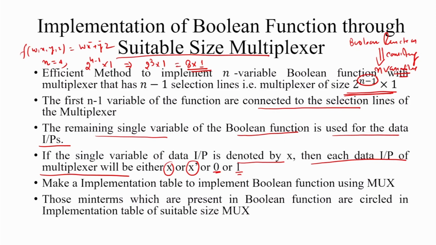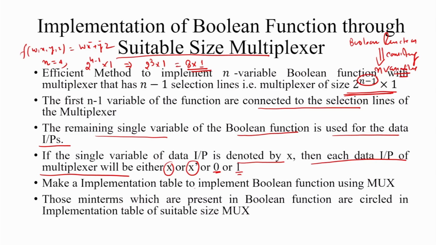Now the question is which input gets x, which input gets x complement, and which input is always 0 or always 1. How do we determine these values? For determining this, we simply implement the Boolean function. First make an implementation table for a suitable size multiplexer and then represent the Boolean function through that multiplexer.